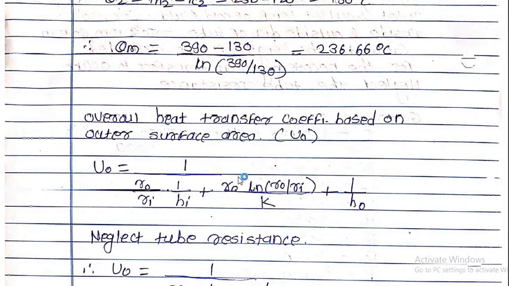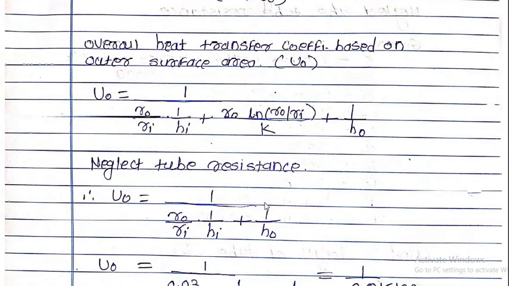So this particular second term is nothing but the tube resistance for the conduction. Okay. And plus 1 divided by H naught. H naught is the heat transfer coefficient outside the tube. Okay. So in the problem statement it is given that neglect the tube resistance. Okay. So this second term should be removed from the overall heat transfer coefficient equation. So we have to modify the equation in this manner.